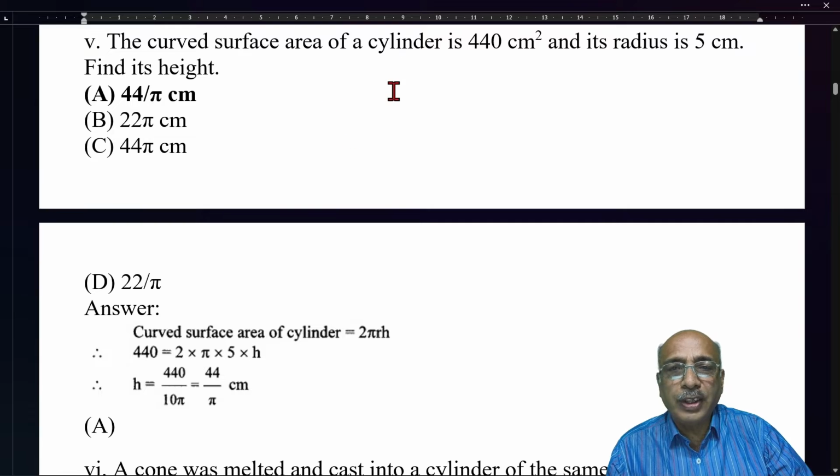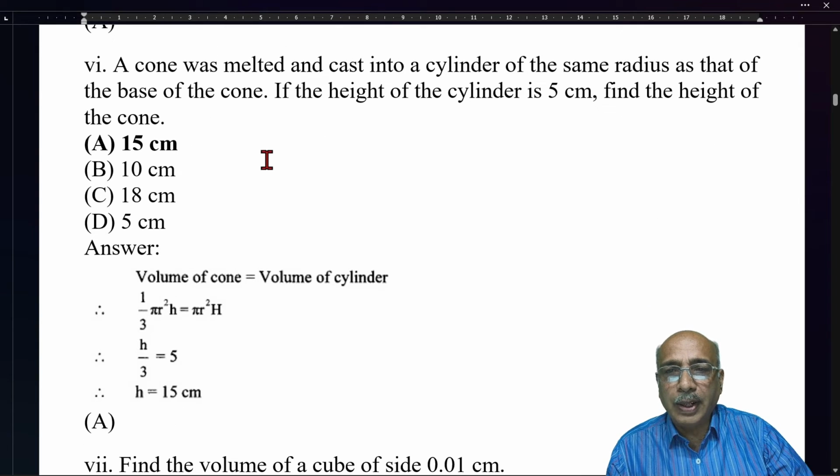The curved surface area of a cylinder is 440 centimeter square and its radius is 5 centimeter. Find its height. Curved surface area of cylinder equals 2 pi r h. Curved surface is given, h is not given. Simplify here. Don't substitute the value of pi. h equals 44 upon pi centimeter. Option A.